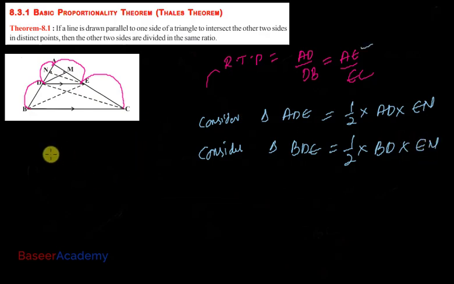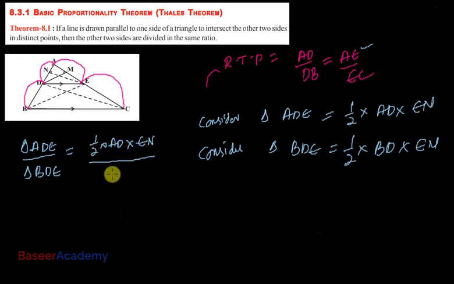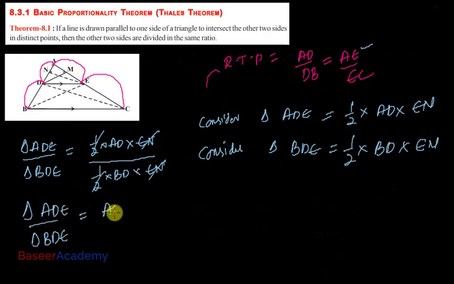Now let us consider triangle ADE, area of triangle ADE by area of triangle BDE. Here the area is half AD into EN, by area of triangle BDE is half BD into EN. This EN and this EN get cancelled, half and half get cancelled. So what would be area of triangle ADE by area of triangle BDE? It will be AD by BD.